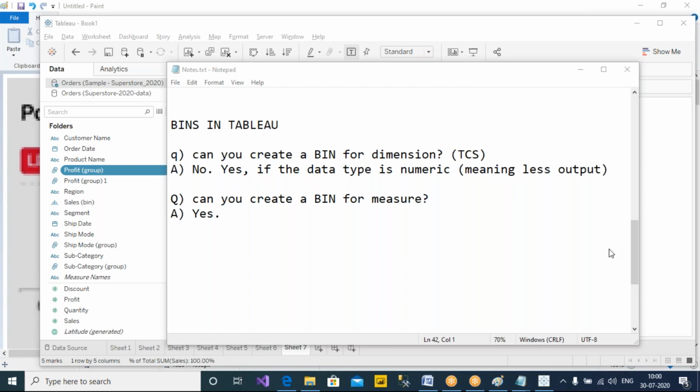Sir, I have one question. All the sets, groups, and bins, whatever we are creating, all that would reflect only in the dimension pane, right, sir? Yeah, correct. Okay, done. Fine. Cool.